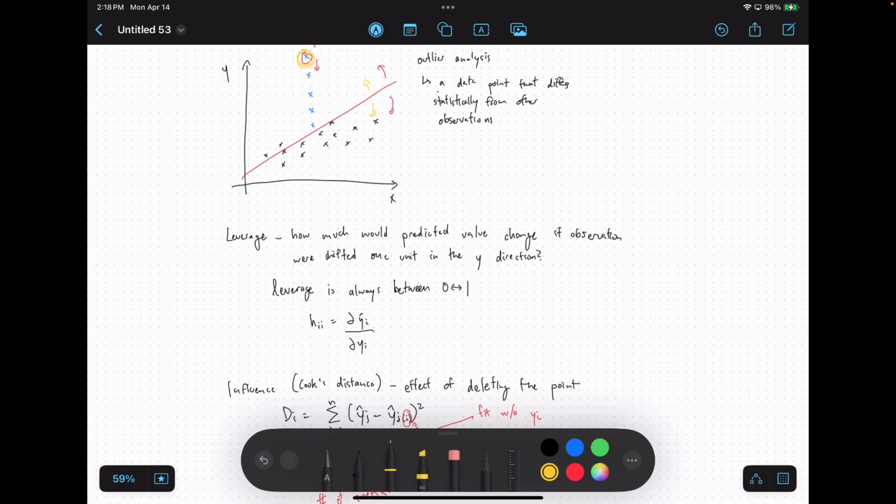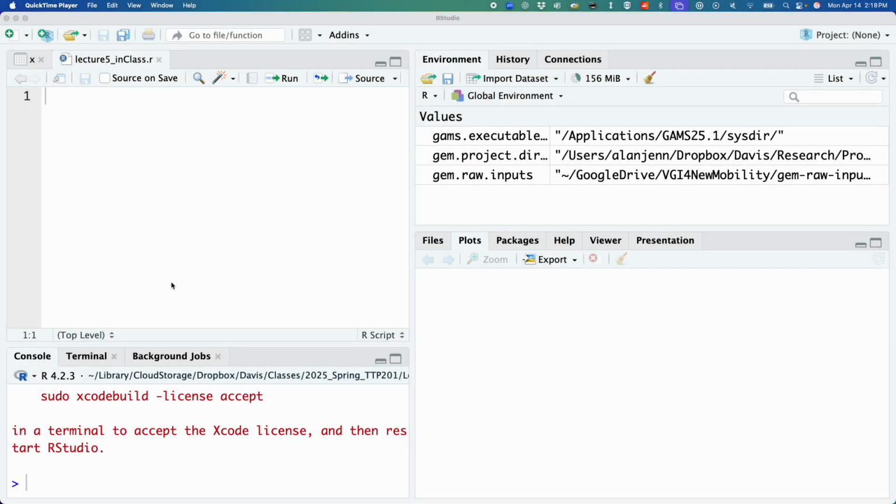So let's jump right into the examples and see how we can classify these in R.